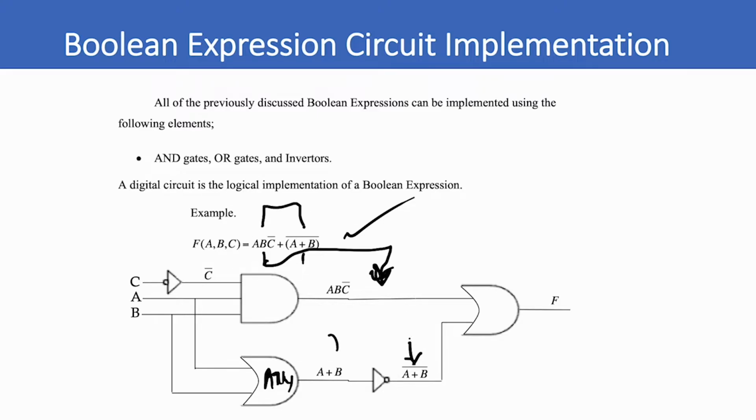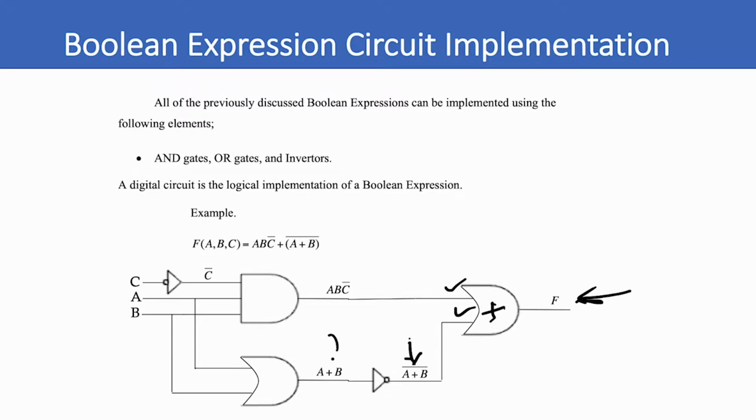And this says that you're going to sum these two terms together, ABC bar. This sum term says that we're going to add ABC bar with A plus B, the whole term inverted, and then we get the output F. So this is the logic implementation of this Boolean expression: ABC bar plus A plus B bracketed, the whole output inverted. So this is the logical expression. We have two OR gates and an AND gate and two inverters.